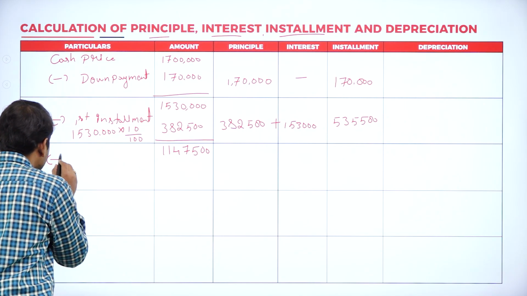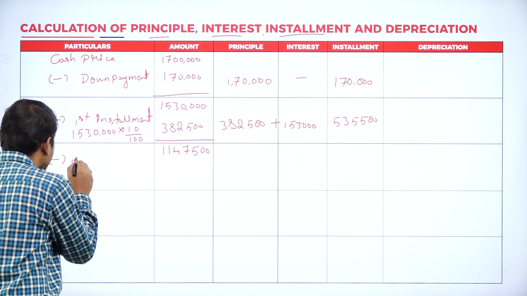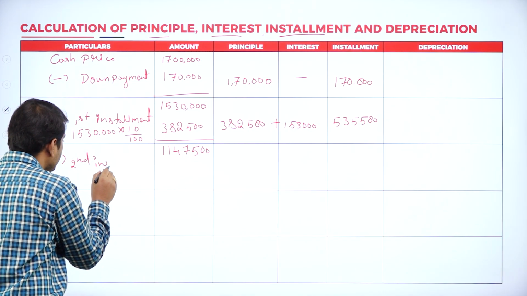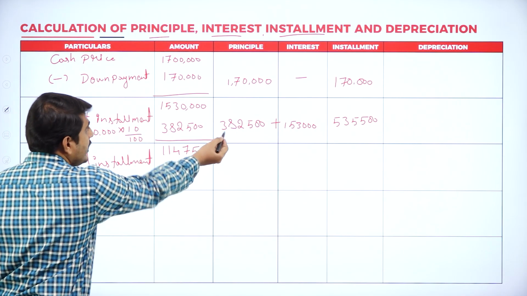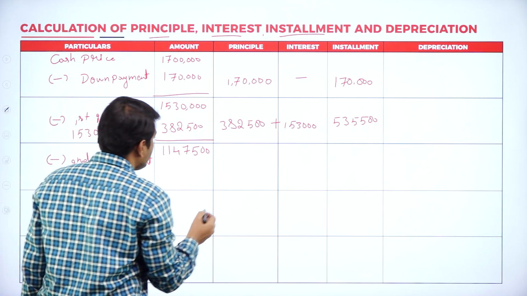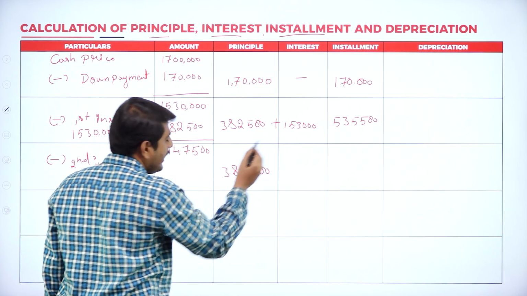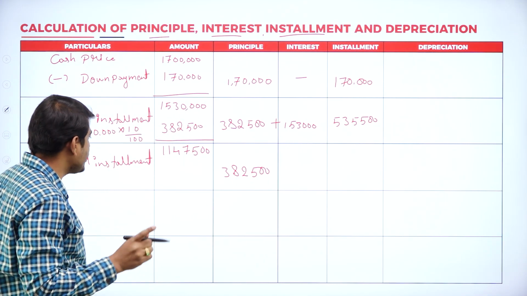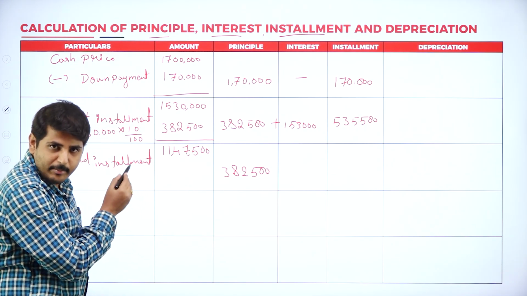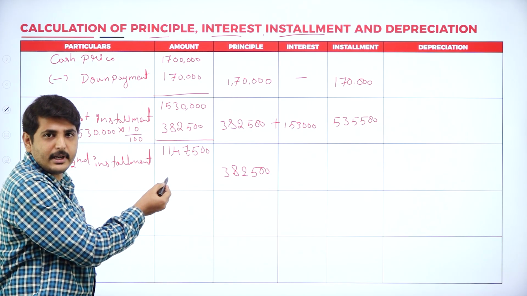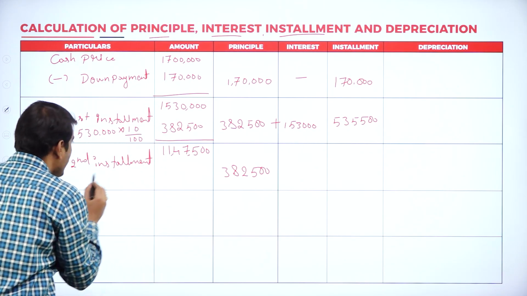Now we have to calculate the second year interest. Deduct the second installment. Again, the principal will be the same. What is the principal? 3,82,500, and we have to calculate the interest. Interest should be calculated on which amount? On 11,47,500. The remaining balance, what is due to the company, for that amount we have to calculate the interest, not on the full amount. Okay. I hope you are clear.